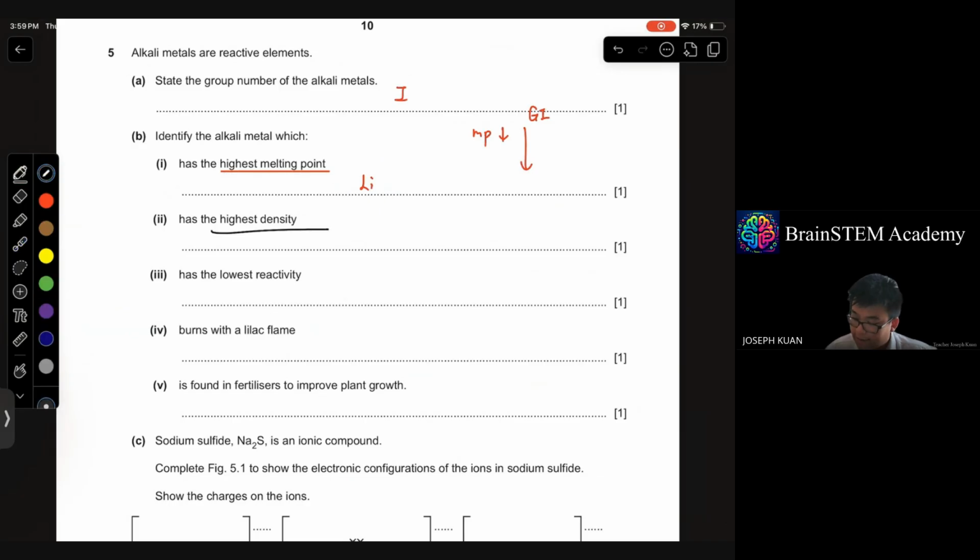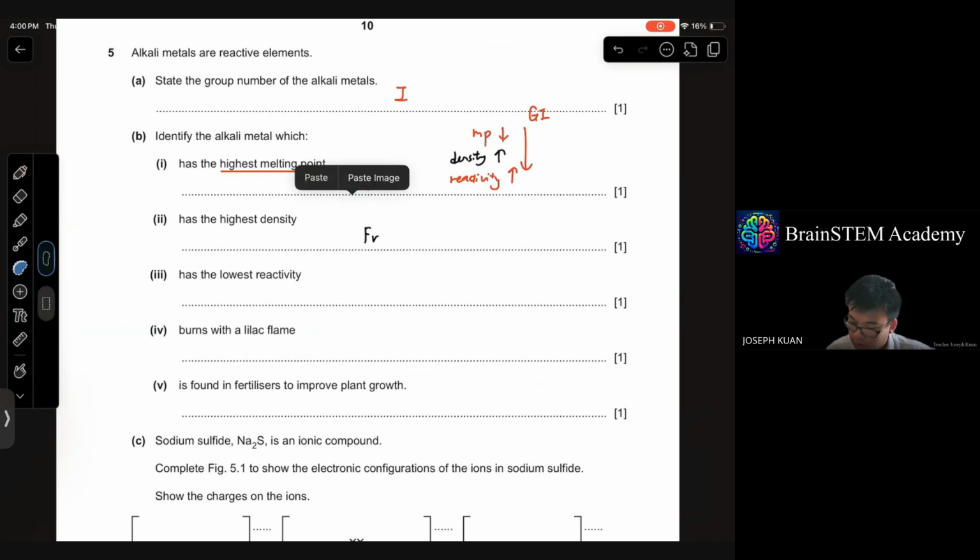Then, which one has the highest density? Now, density actually increases as you go down group 1. So the one at the very bottom is francium. Which one has the lowest reactivity? Going down, reactivity increases, so it must be the first alkali metal, lithium. Which one will burn with a lilac flame? That's the signature color for potassium.